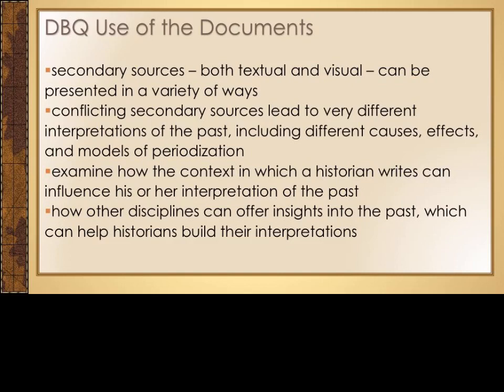Now, secondary sources, also both textual and visual, can be presented in a variety of ways. And conflicting secondary sources have led to very different interpretations of the past, including different causes, effects, and models of periodization. And it's necessary to examine how the context in which a historian writes can influence his or her interpretation of the past. That's also important. And lastly, how other disciplines or fields of study can offer insights into the past, which can help historians build their interpretations. So when you look at secondary sources, it's necessary to keep a few things in mind.